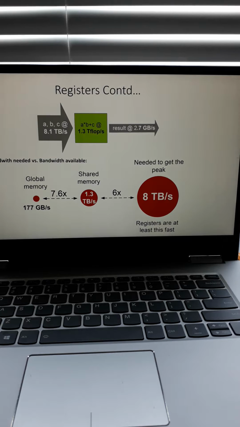And if you are using more registers per thread, you are basically decreasing the occupancy. So one more misconception, that increasing occupancy is required for better performance, is flawed. If you're using more registers, even with low occupancy, your performance is going to be even better.